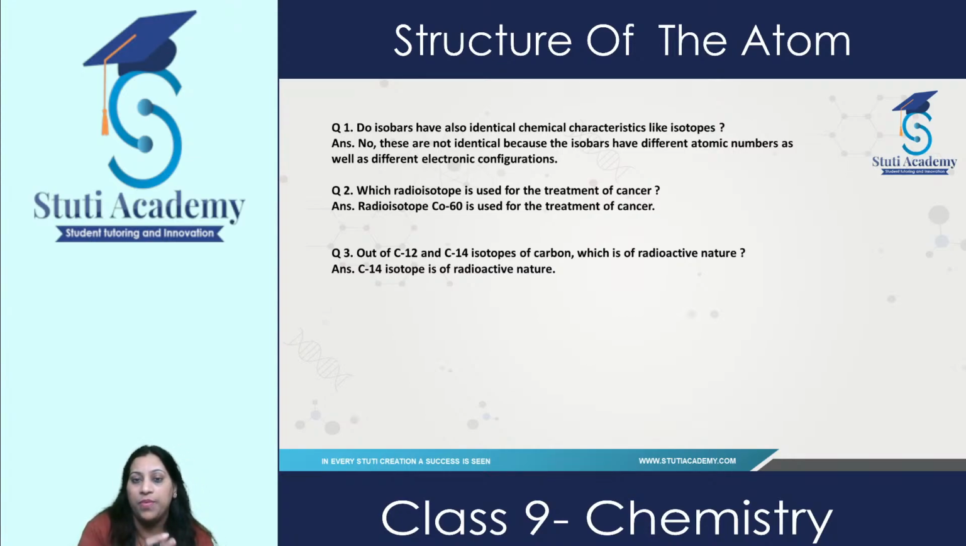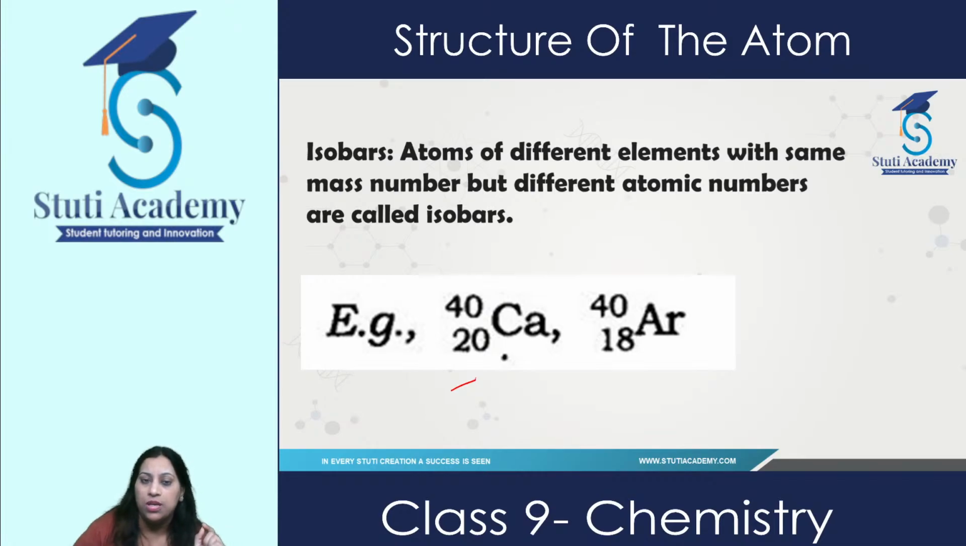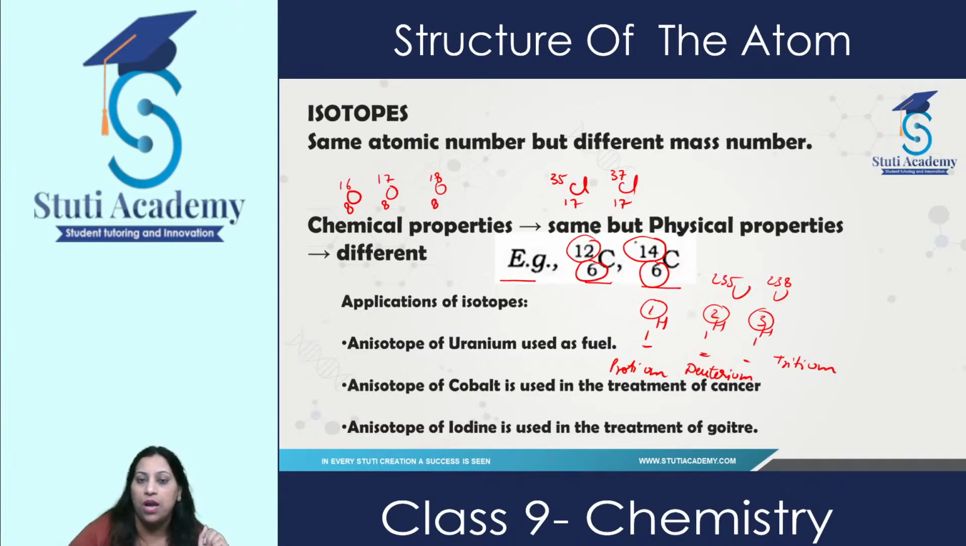Now a question can come in the exam, or I'll just tell you one more thing, an easy way to learn. Isotopes: same atomic number, different atomic mass. Or you can learn isobars: same atomic mass, different atomic number. So this is the simple way to learn.